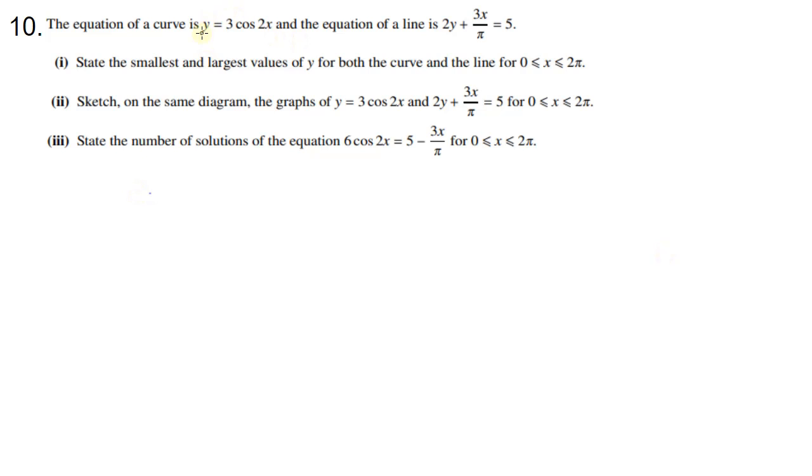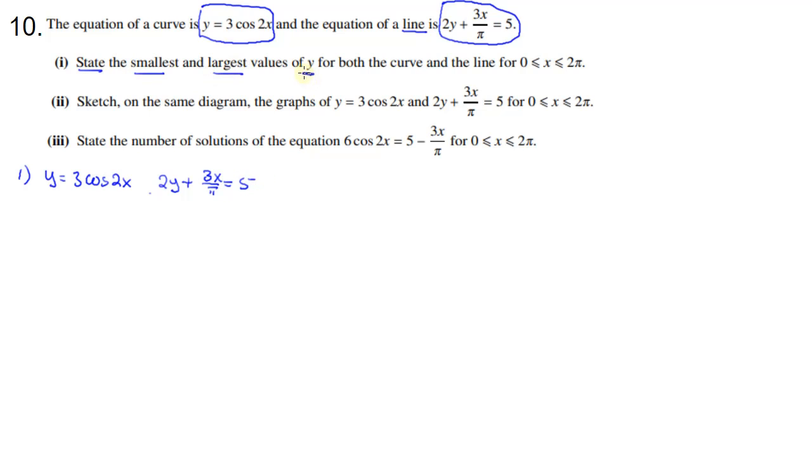Number 10, we've got an equation with y equals 3 cosine 2x, and we've got this line, 2y plus 3x over pi equals 5. They want us to state the smallest and largest values of y for each one. So basically they're asking for the range of each one within this domain of 0 to 2 pi. Alright, so we can do that.